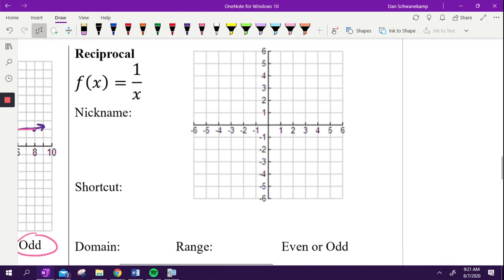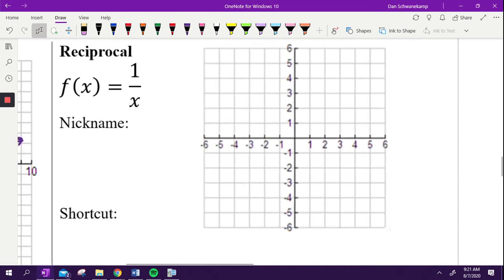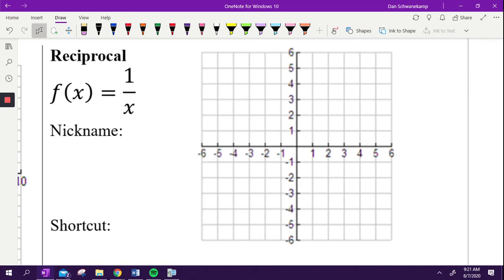1. If I plug in 1, I get 1. Then what? 2. If I plug in 2, I get a half. Then I should plug in 3. If I plug in 3, I get a third. I plug in 4, I get a fourth. I plug in 5, I get a fifth. What can I plug in to get me 0? Nothing, because even if you went to a bajillion, it'd be 1 over a bajillion, and it would be just above the y-axis.